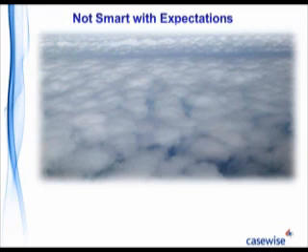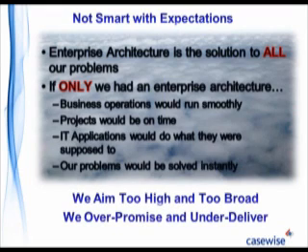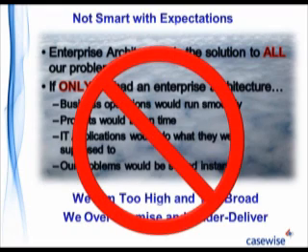What's not smart with regards to expectations? Well, quite frankly, we tend to have our heads in the clouds sometimes, and we see organizations that try to be too grandiose with what enterprise architecture can do. It is the solution to all our problems. If only we had an enterprise architecture, business operations would run smoothly, or projects would be on time, or applications would do what they were supposed to do. We simply aim too high and too broad, and as a result, more times than not, enterprise architecture initiatives tend to overpromise and underdeliver. This is simply not smart.